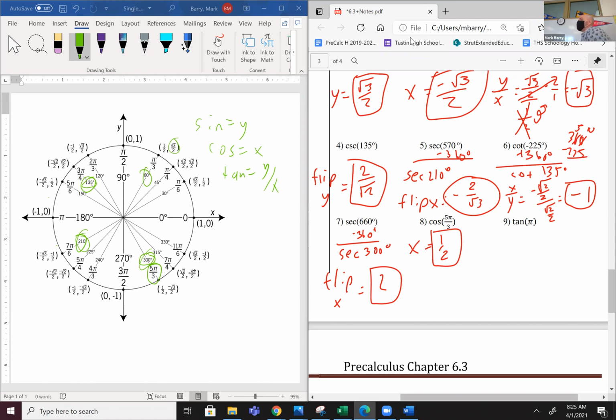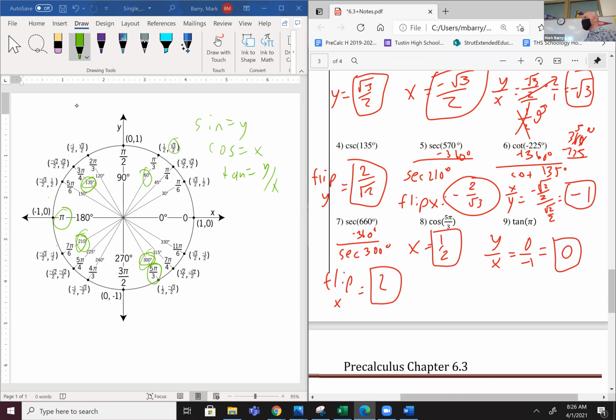Okay, next up we have tangent of pi. So we're going to look for pi radians. That is over here. We have not used that one yet on the far left. So that one, the coordinates are -1, 0. We know tangent is y over x, correct? So y over x would be 0 over -1. What is 0 divided by -1? It is 0.